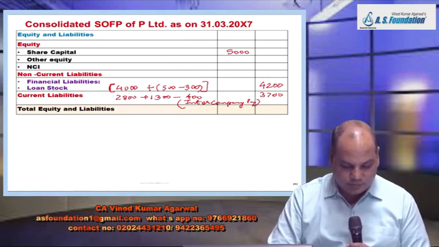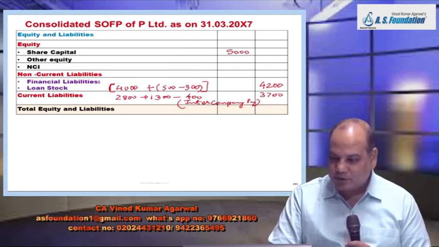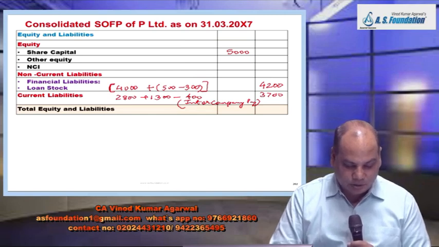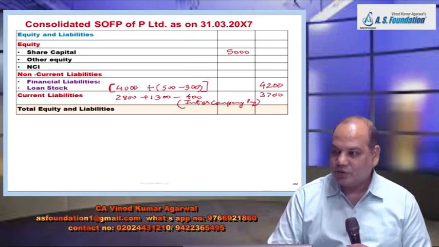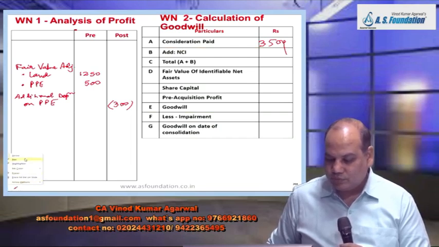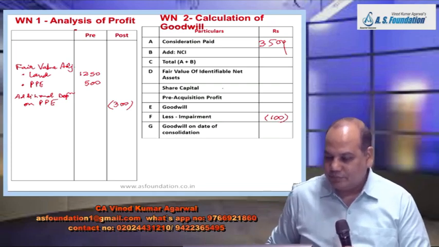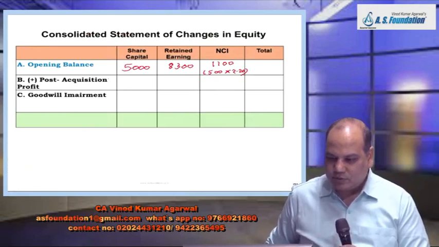Adjustment number 1 is over. Adjustment number 2 is over. Adjustment number 3 over. Adjustment number 4 is over. 5: Goodwill has been impaired by rupees 100. That is pending. So come to working note on goodwill. Less impairment 100. And this 100 you allocate to parent and NCI.